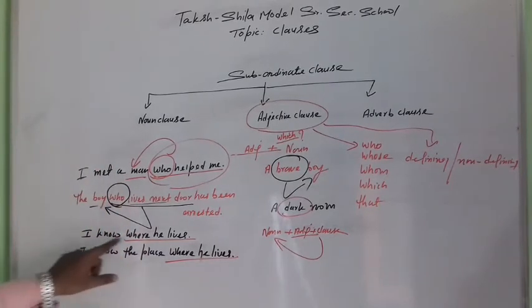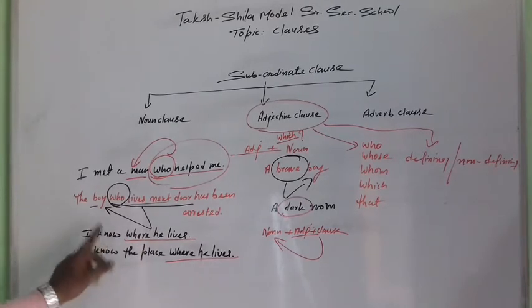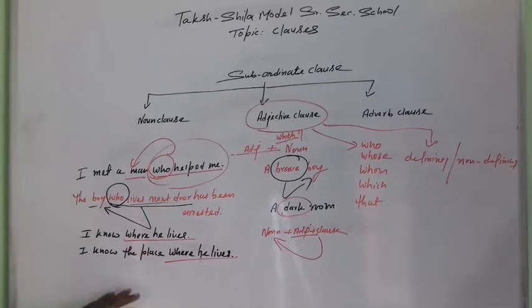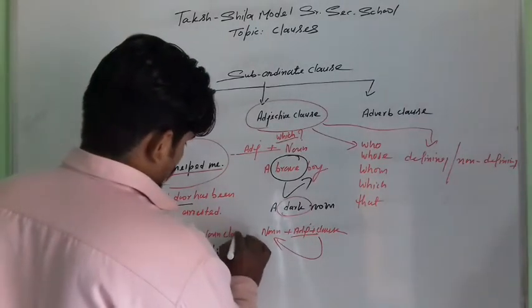How? I know where he lives. What do I know? When I ask the verb what, I get the answer "where he lives." Hence it is called what? A noun clause. This is a noun clause.